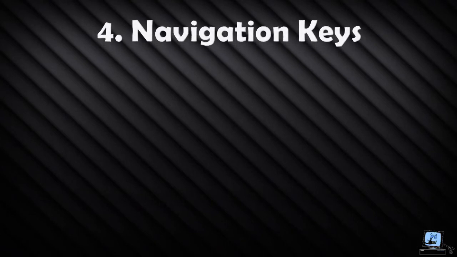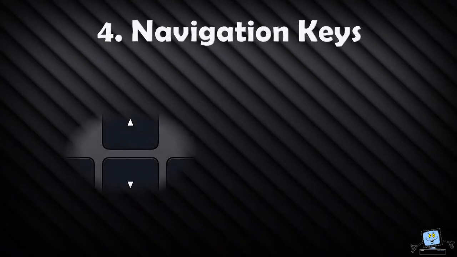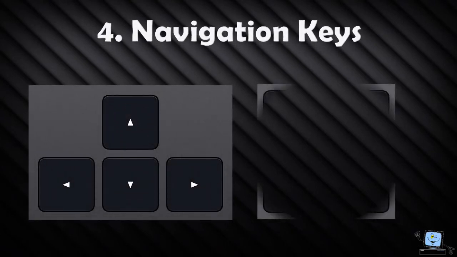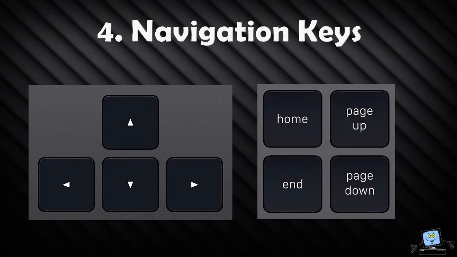Next are navigation keys. They are used to move the cursor around a document to see or edit text. These keys are home key, end key, page up key, page down key, and arrow keys. Arrow keys are also called cursor control keys.